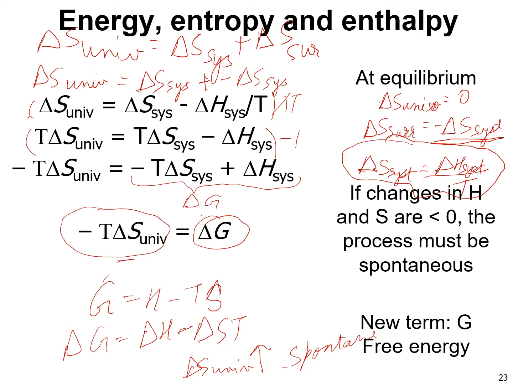Because there's a negative sign right here, delta G is going to be a negative number for a spontaneous process. So essentially, whenever there is a spontaneous process, delta G for that process is going to be a negative number, and that is the thing that can help us predict if a reaction is going to be spontaneous or not. This is the most important thing to take away from this slide.